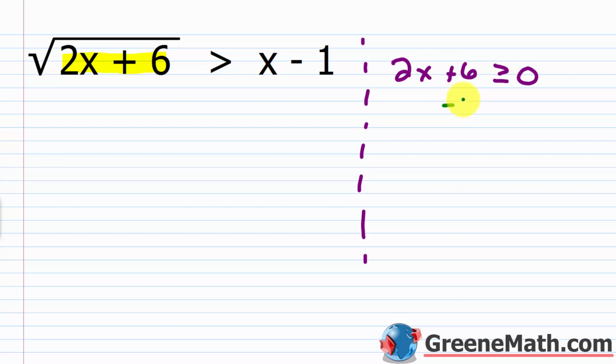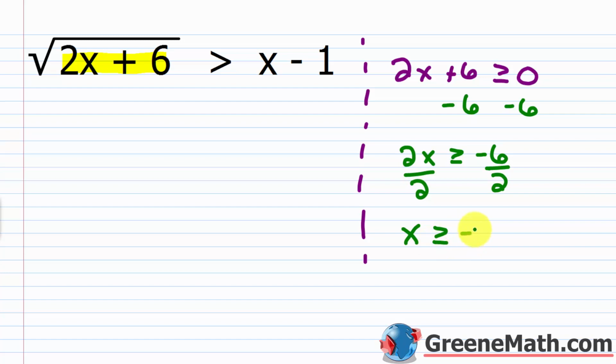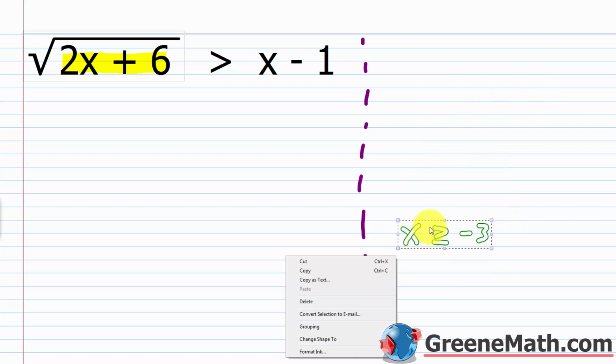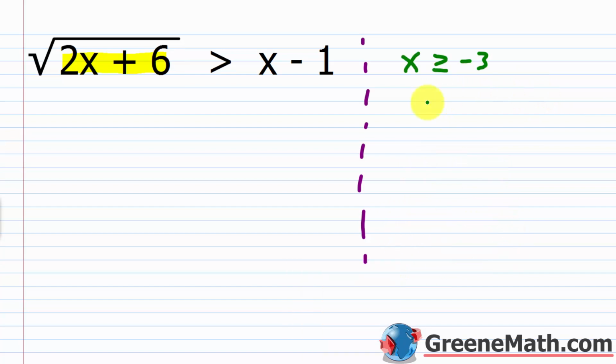Let me subtract 6 away from each side of the inequality. That's going to give me that 2x needs to be greater than or equal to negative 6. We'll divide both sides by 2, and we'll find that x needs to be greater than or equal to negative 3. So that's my domain restriction. If I get something that's less than negative 3, I've got to reject it. Let me go ahead and erase this, and I'll slide this up. Now, let's go about solving our inequality.